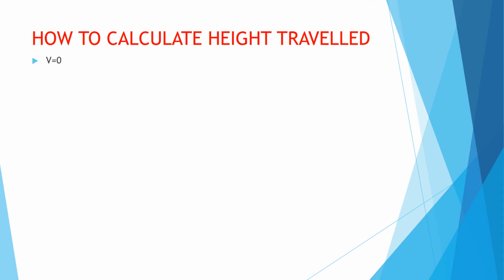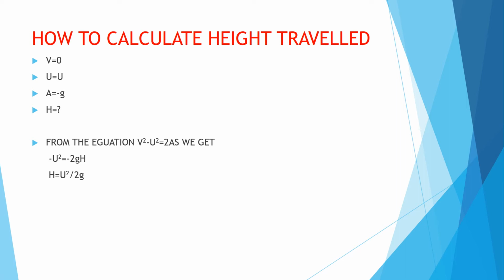The final velocity at the topmost point is 0, so we can put v is equal to 0. Initial velocity we can take as u. Acceleration is negative g because the direction is changing, so we should put a negative sign. Height is what we need to find. From the equation v square minus u square is equal to 2as, if we substitute all the values, we get minus u square is equal to minus 2gh. If we cancel minus and minus on both sides, we get h is equal to u square by 2g. You can use this formula to find the height when a body is thrown up.